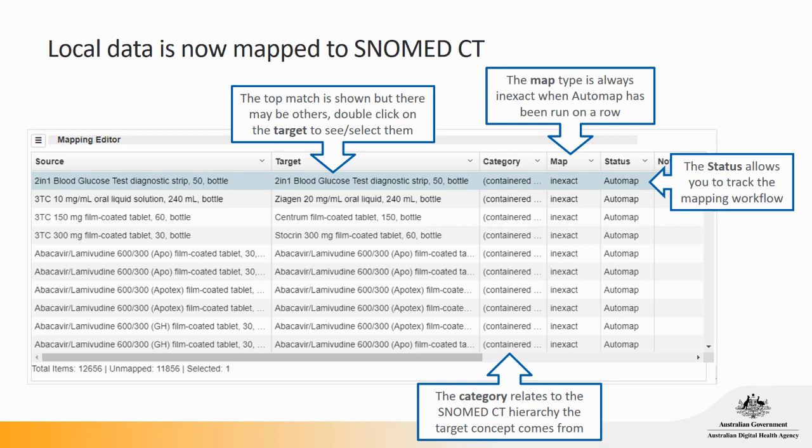The next column is category, which relates to the SNOMED CT hierarchy that the target concept comes from. In this case, if you remember, I constrained the target value set to the Container Trade Product Pack reference set, so all the targets will be CTPP concepts. The map type or relationship is always inexact when Automap has been run on a row and needs to be adjusted when validating. And finally, the status allows you to track the workflow. In this case, it is telling me Automap decided the target.